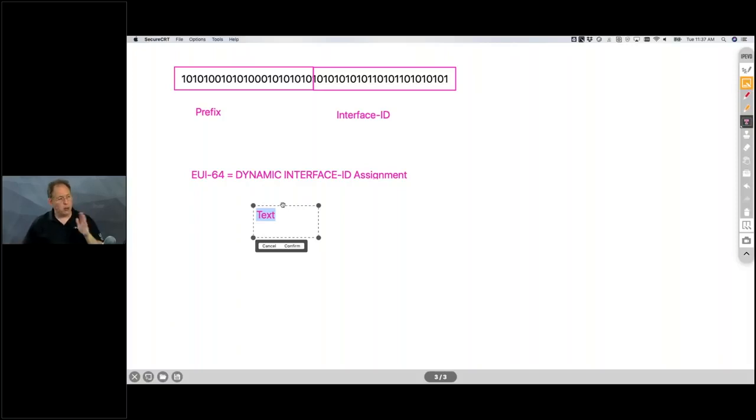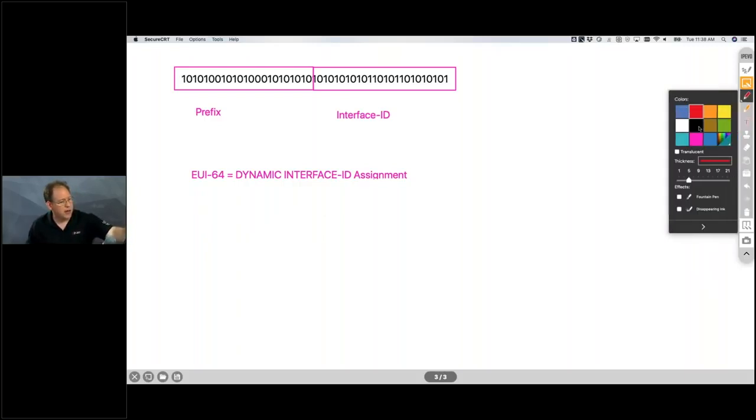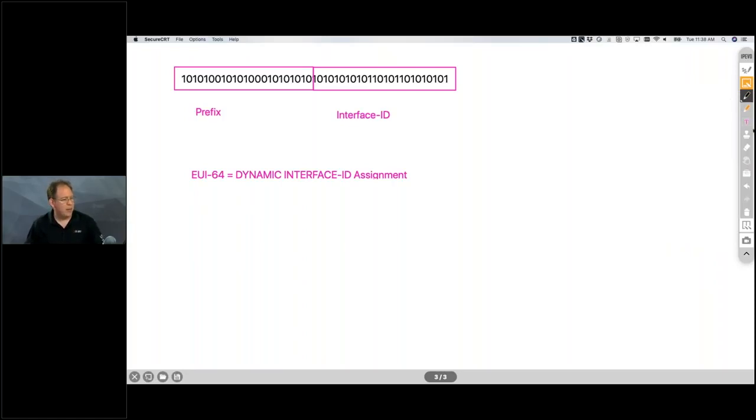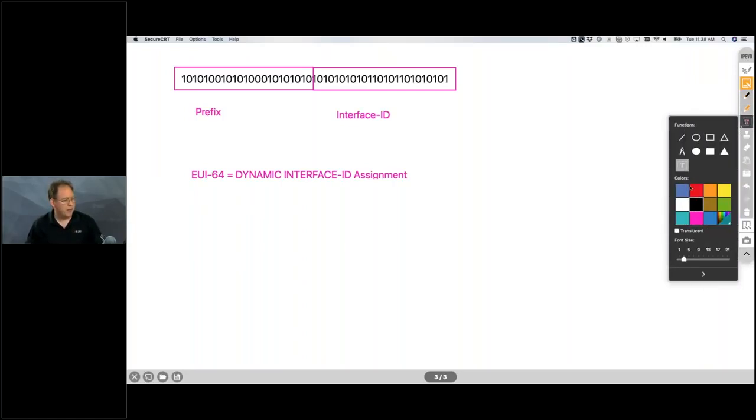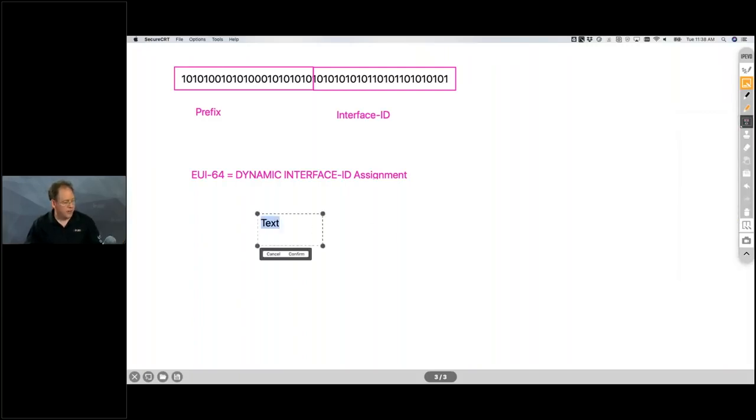It would use SLAAC, so it would discover its router. The router would give your laptop or PC its prefix, and then using SLAAC and using EUI-64, it would come up with on its own its interface ID. And here's how it worked. So I'm just going to do this with the text tool here. So with EUI-64, you start out with your MAC address, and the MAC address is a fundamental component of this. So if we have a MAC address, let's say on my laptop or smartphone of, let's say 021122223333. All right, let's say that's my MAC address.